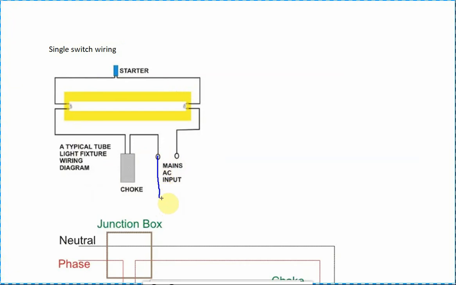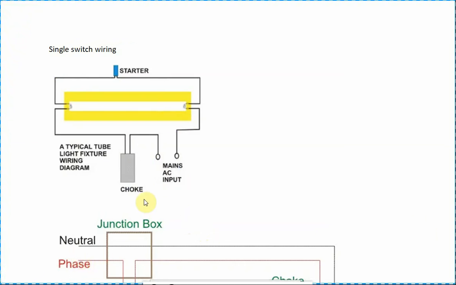Phase line. Okay, neutral line. Through the switch you are going to connect it. That's all. Through the switch you need to connect it. So when the switch is closed, the current flows to that lamp.